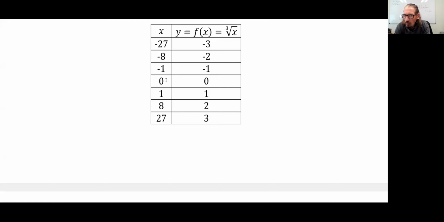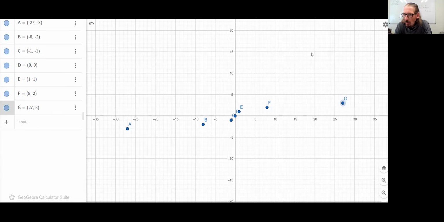Okay, so down here, I put in some nice perfect cubes and took their cube roots. Whereas up here, I took the negatives of those, which give me the negatives of those cube roots that I found down here. So I'm going to plot negative 27 comma negative 3, negative 8 comma negative 2, negative 1 comma negative 1, 0 comma 0, 1 comma 1, 8 comma 2, and 27 comma 3. And then I'm going to connect with a smooth curve.